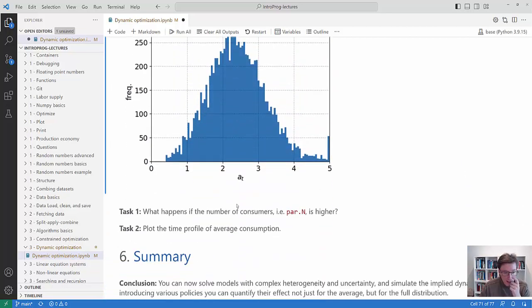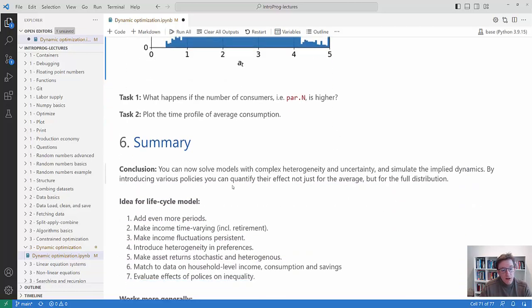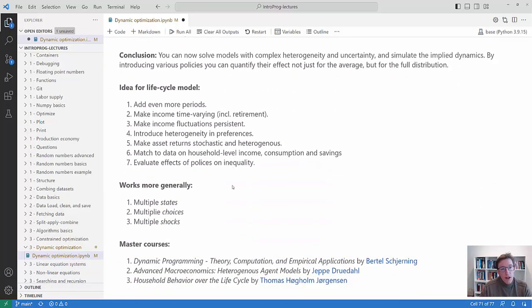Okay, for you here, I think it's good if you try to rerun this code, but with a higher n, so a higher number of consumers. That should luckily get things to be more smooth if you increase that. You can also look at, for example, the time profile of consumption instead of only the time profile of assets. That's also a good task for you to work with. But otherwise, let me begin to conclude here.